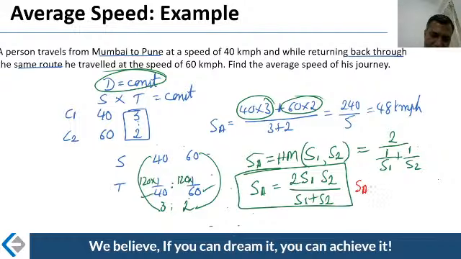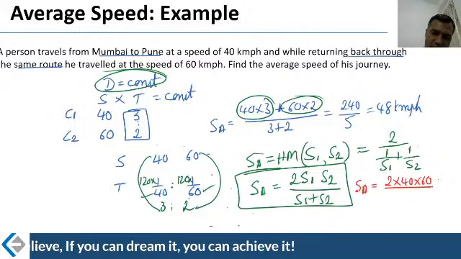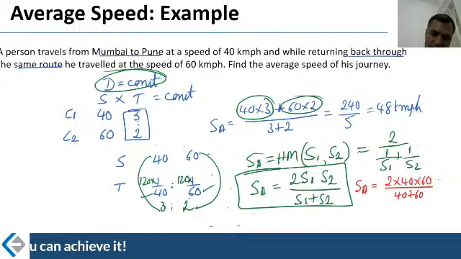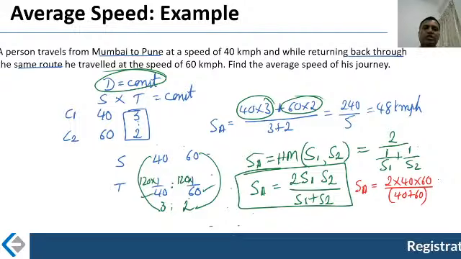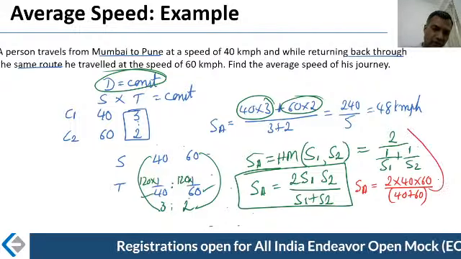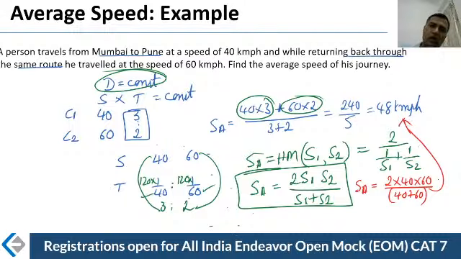Therefore, speed average is nothing but 2 times, what is the first speed here? 40. What is the second speed here? 60. What is the sum of the speeds here? 40 plus 60, which is 100. That also gives the same result, which is 48 kilometers per hour. All these points come into play when the distance is constant. Otherwise, what?